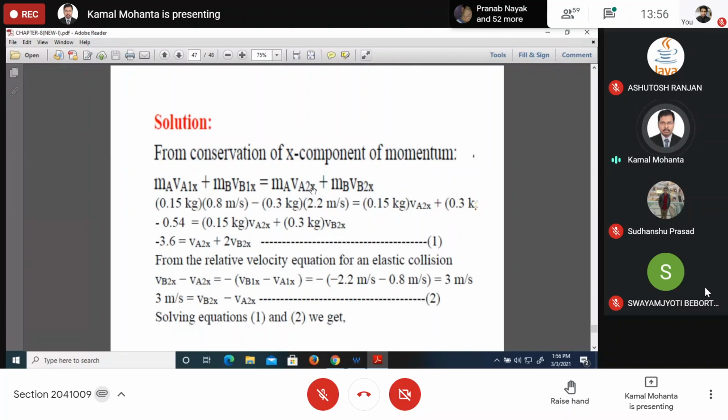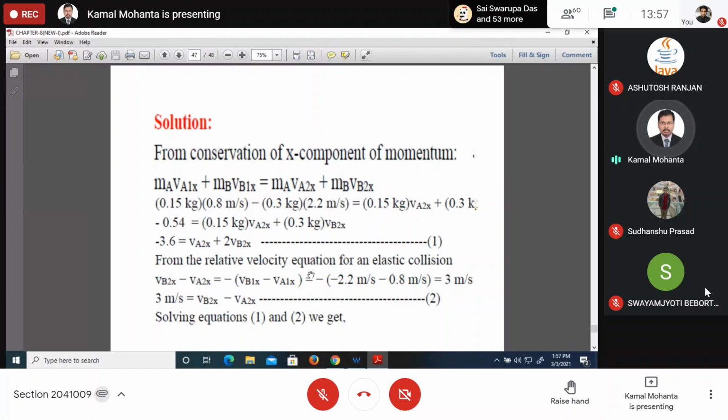So this is equal to MA, 0.1 kg, times VA2x, which we have to calculate, plus 0.3 kg times VB2x, and this is minus 0.5. So you have to simplify it. From here, VA2x and VB2x are to be calculated. So VA2x plus 2 VB2x is equal to minus 3.6.